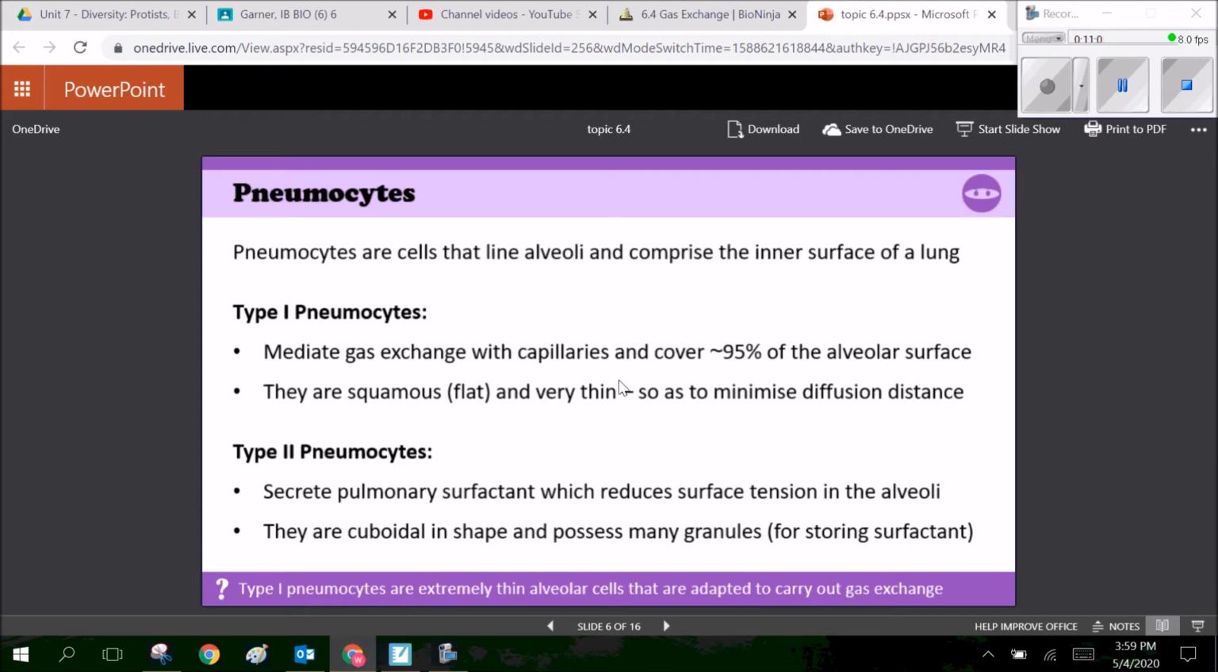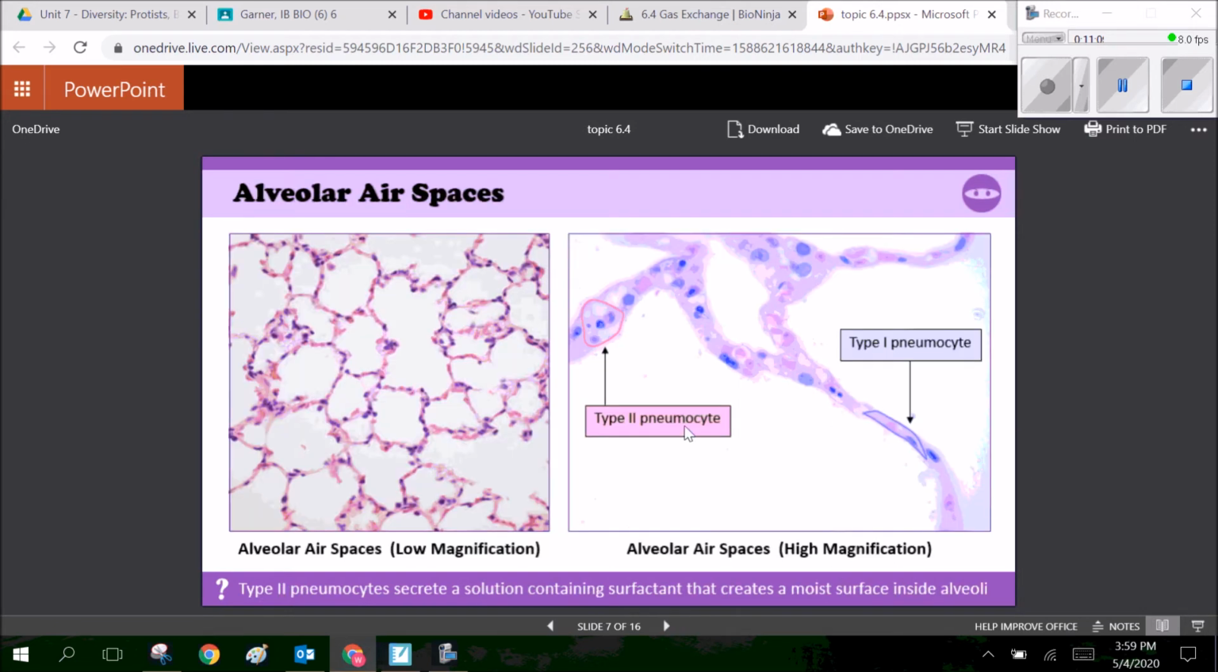Type 1 pneumocytes are going to be like the little thin balloon covers, and type 2 is the stuff you spray on it to make sure that it stays intact and doesn't dry out and fall apart. So when we look over here, we can see the air spaces provided by the alveoli, and here's the type 2 pneumocyte and a type 1 pneumocyte. You can see the type 1 pneumocytes are these very flat, squamous, small cells, and then type 2 pneumocytes are going to be a little bit larger and a little bit more circular.